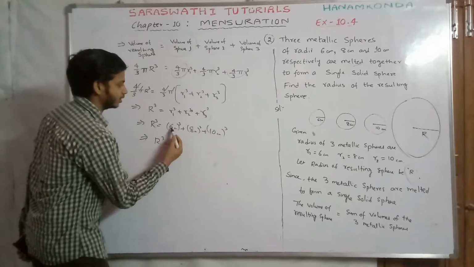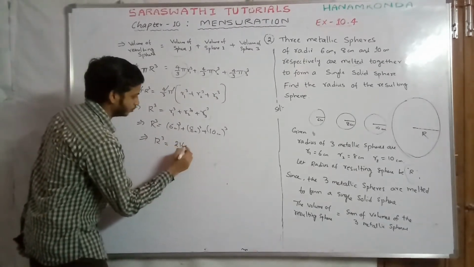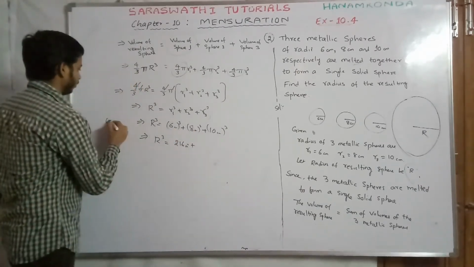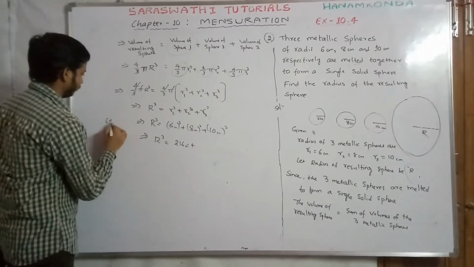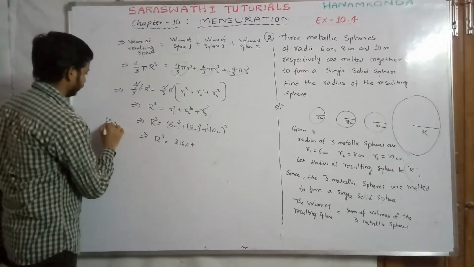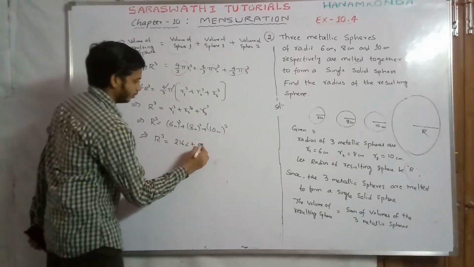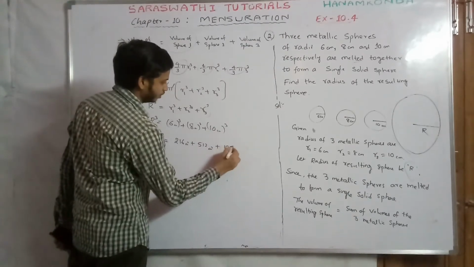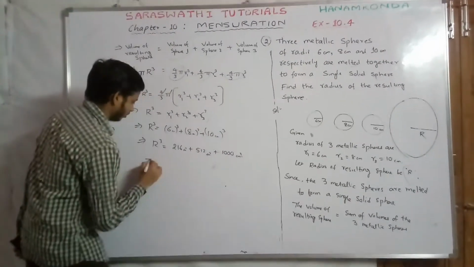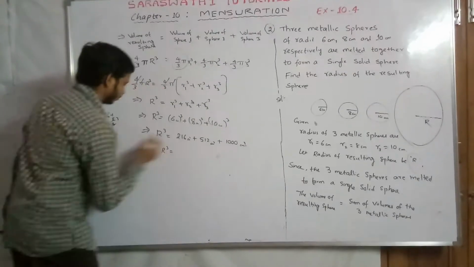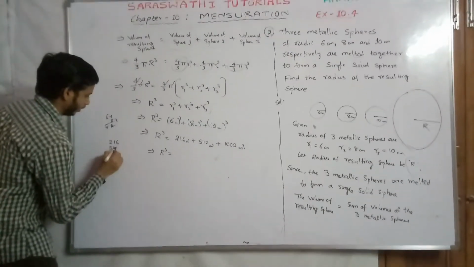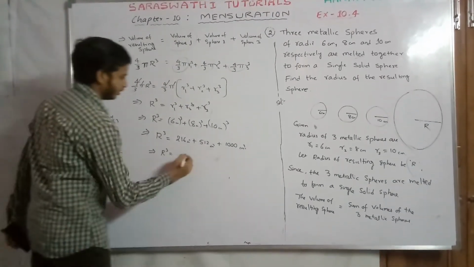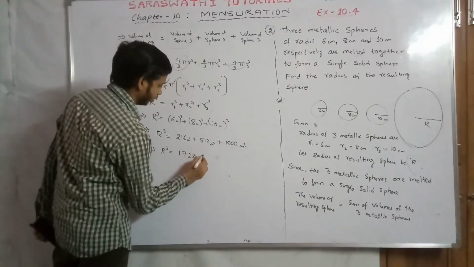So 6 cube: 6 6 is 36, 36 6 is 216 cubic centimeters. Plus 8 cube: 8 8 is 64, 64 8 is 512 cubic centimeters. Plus 10 cube is 1000 cubic centimeters. So R cube equals 216 plus 512, which is 728, plus 1000 is 1728 cubic centimeters.